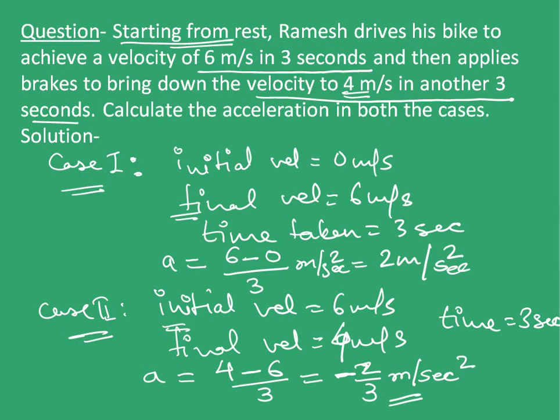Thus, we see that velocity as well as acceleration can be negative or positive depending upon the situation. In the next video, we will learn about graphical representation of motion and uniform circular motion. Thank you.